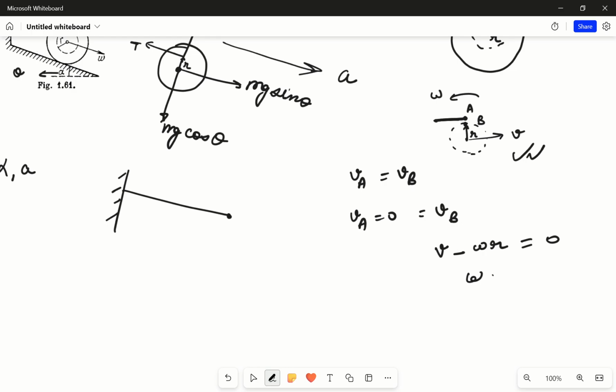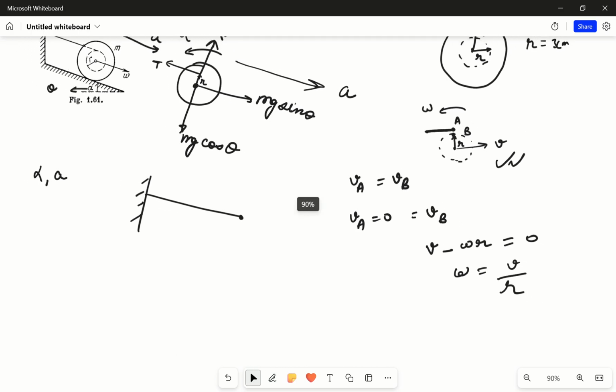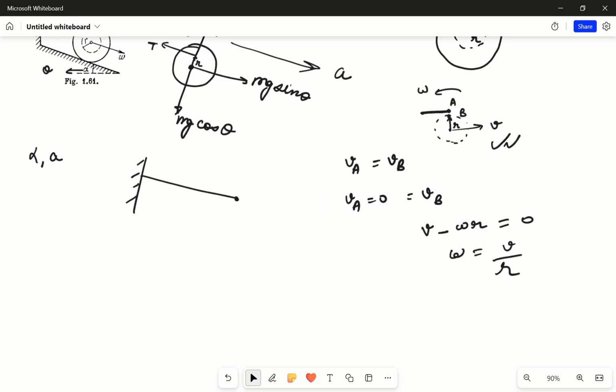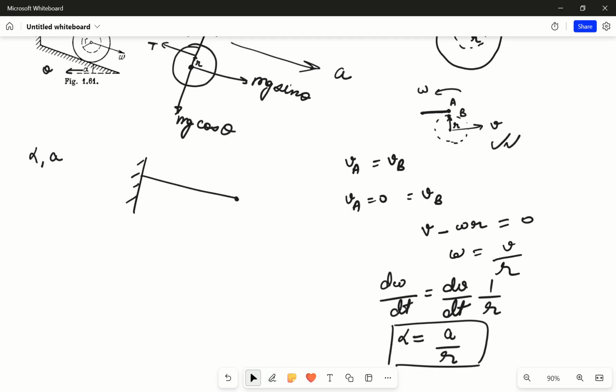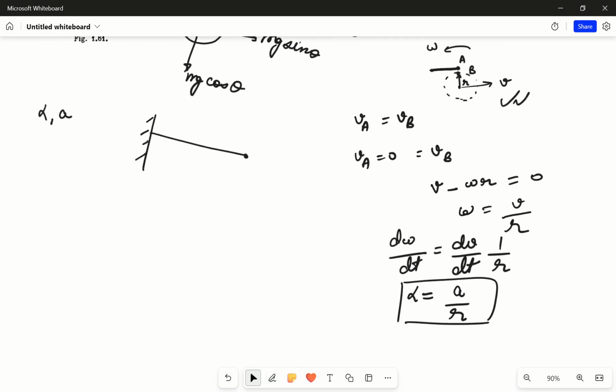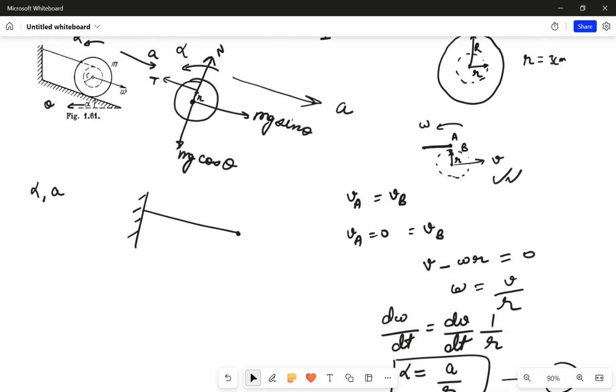So omega equals v by r, and by differentiating this equation, we can say d omega by dt equals dv by dt upon r. d omega by dt is equal to alpha, right? So alpha equals a by r. Here a was the linear acceleration, dv by dt equals a. So we have found the relation between alpha and a. This is the first equation.